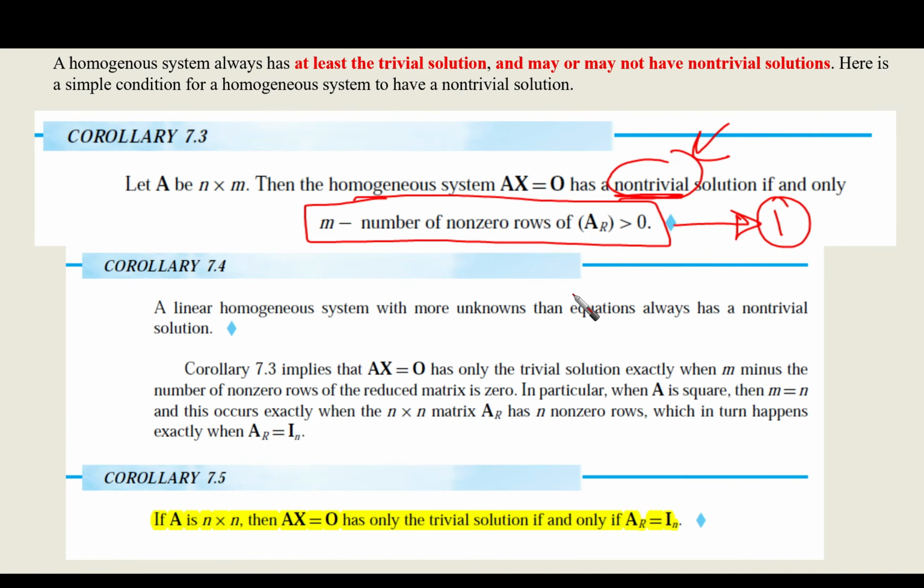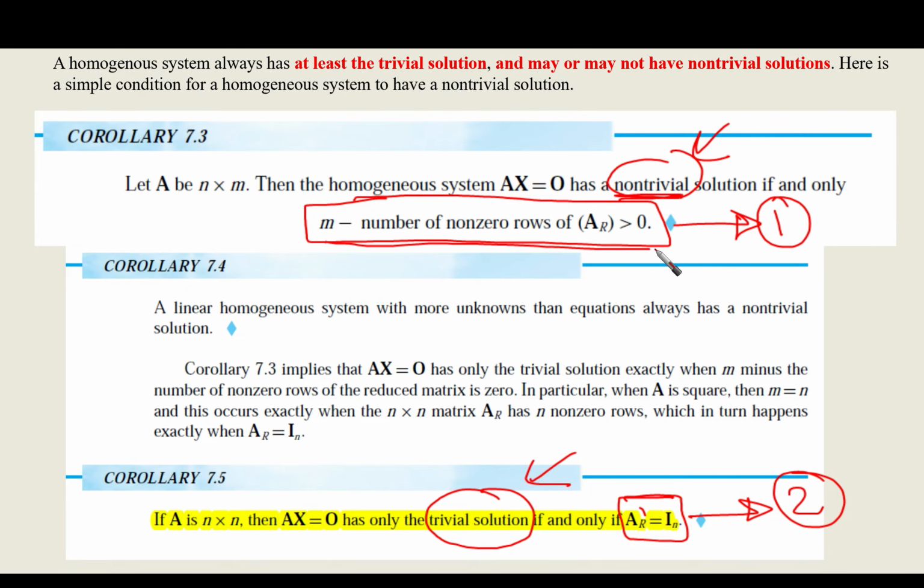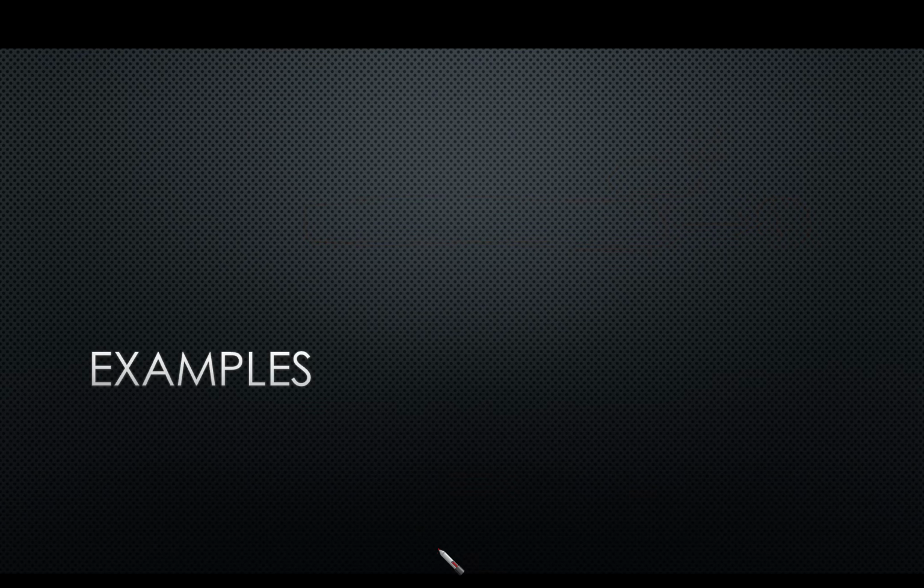Okay, what about the trivial solution? The trivial solution is here if AR equals In, this means that we are having the trivial solution. So remember these two things. Non-trivial, when this condition applies, m minus the rank larger than 0. But if our AR, the reduced matrix, equals In, this is a problem. We are facing the trivial solution case. Okay, let's have some examples to understand what we are talking about.